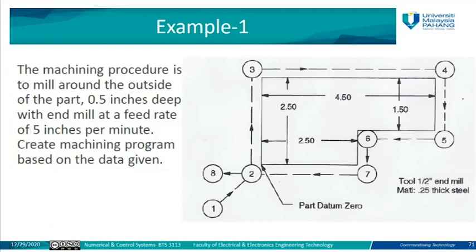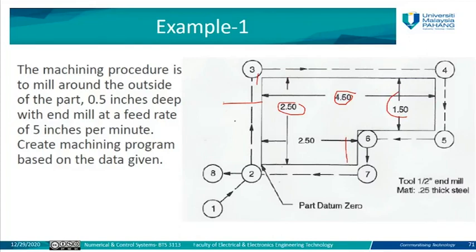For example, the length from this point to that point is 1.5. From this point to that point is 2.5, which means this width is 2.5. And here the length from this point to that point is 4.5. So the width is 2.5, the length is 4.5. And here the width is only 1.5. Then here we have 1. This 1.5, this will be 1.